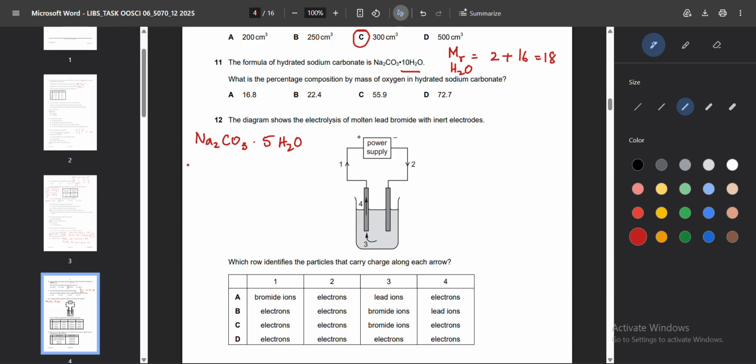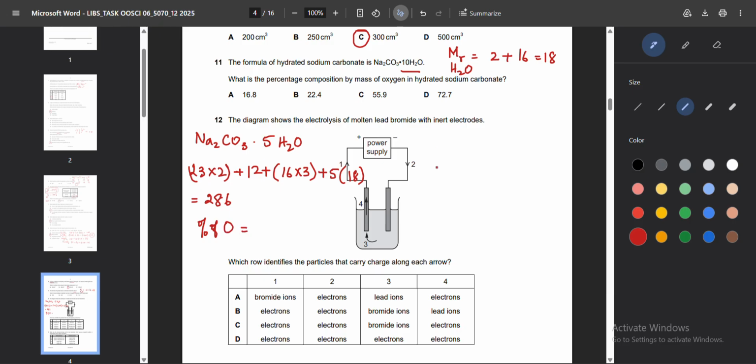Now the atomic mass of sodium is 23 multiplied by its subscript, which is 2, plus carbon 12, plus 16 for oxygen multiplied by 3. Then we have 5 water molecules, so that means 5 multiplied by 18, which is the molecular mass of water. When you calculate it, your answer would be 286. Now we have to find out the percentage of oxygen.